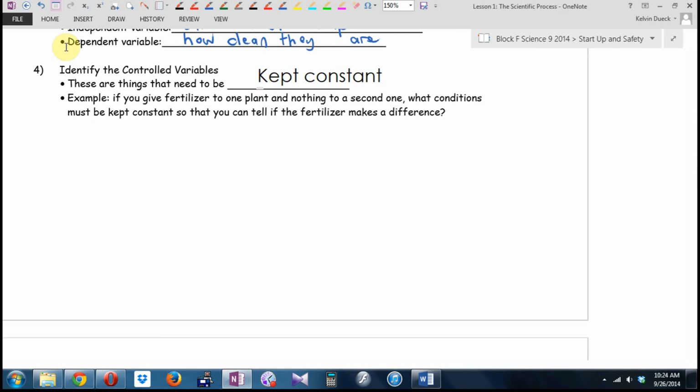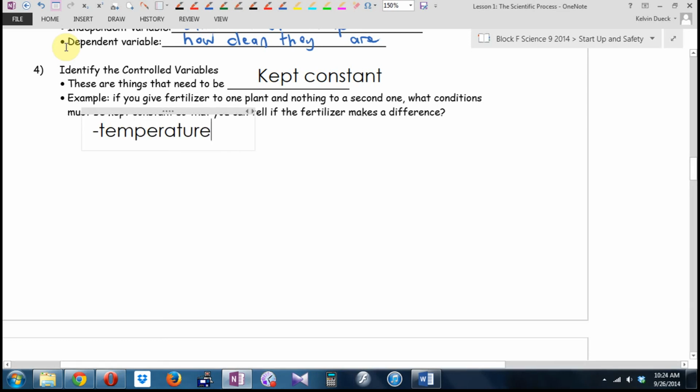Oh, I heard someone say a T word. Yep. If you did one experiment where one plant was in a greenhouse and the other plant was outside, that would totally invalidate the experiment. What else? Yep.